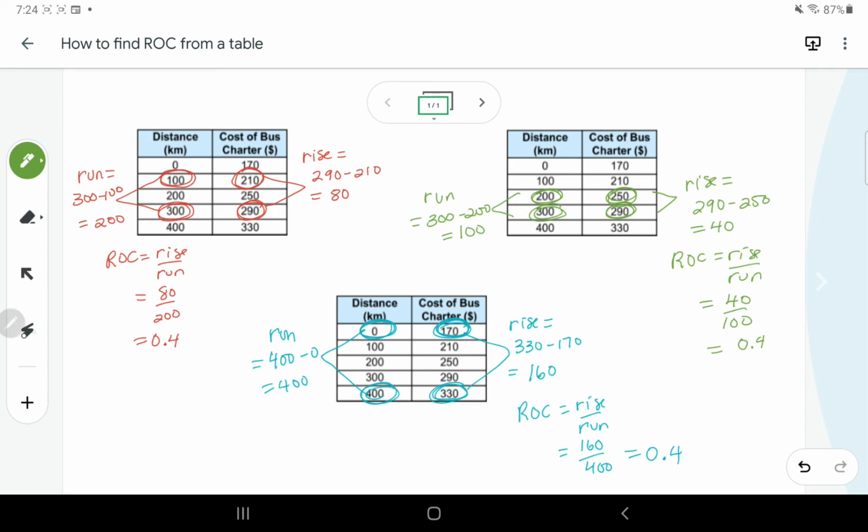The trick is you have to be super sure that they match up across. Like I said before, if you pick the 170, you have to pick the 0. You can't go 170 and 330, but then 100 and 200, because they don't match up. As long as the numbers match up right directly across from each other for your rise and run, the ROC will always work out to be exactly the same.